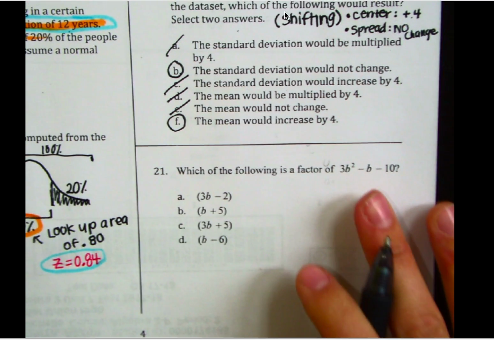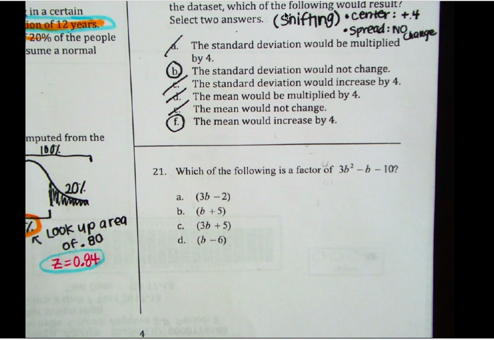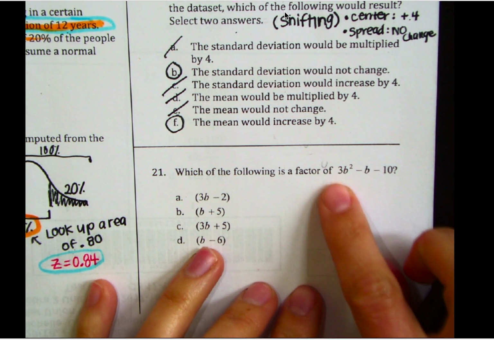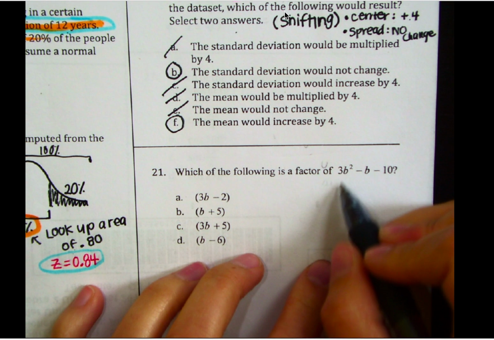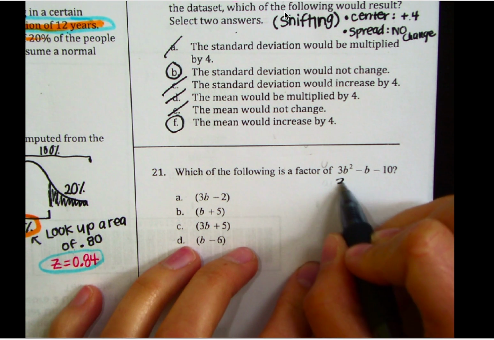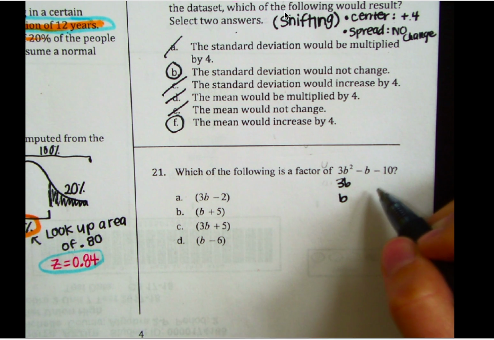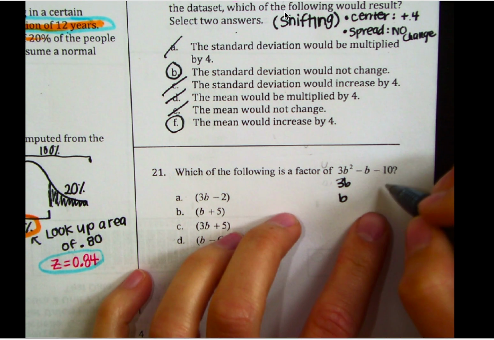Number 21, which of the following is a factor? So this takes us back to factoring. We're going to use our procedure, our shortcut, that we look at our first term, what two things multiply to give us 3b squared. It'll be 3b and b. And two numbers that multiply to give us 10. We will try 5 and 2.